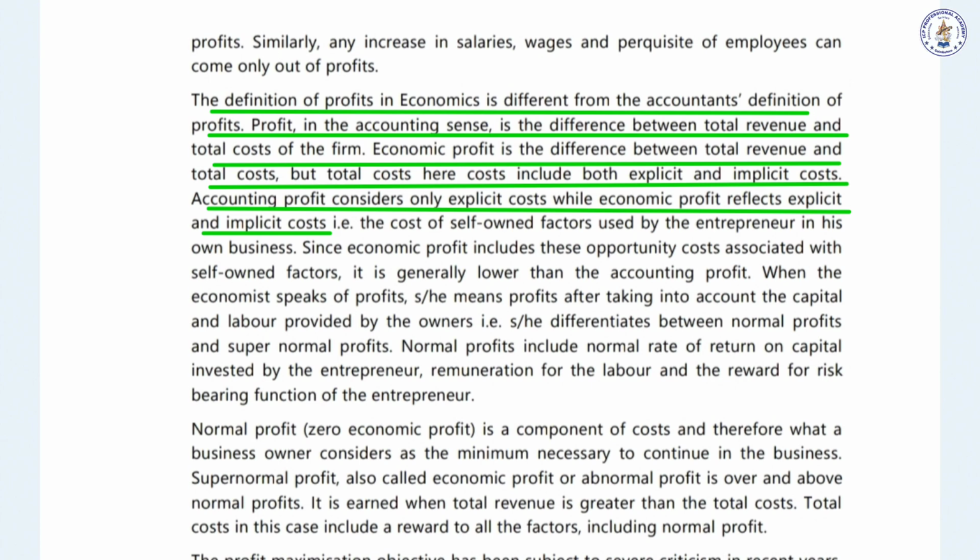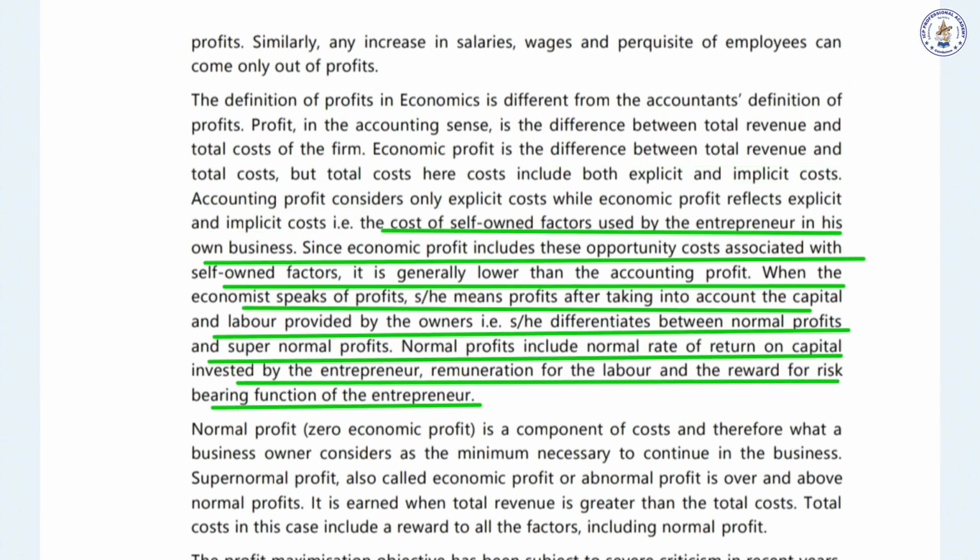When we say profit, the profit is different from the economist's view and the accountant's view. For an accountant, profit is the difference between the total revenue and total cost of the firm. Here the total cost includes the expenditure meant for production. The economic profit, whereas, is the difference between total revenue and total cost, where the total cost includes both implicit and explicit cost. Explicit costs are expenditures which are well shown. Implicit cost is the cost of the self-owned factors of the entrepreneur, which he has used in his own business. So economic profit usually will be less than the accounting profit.